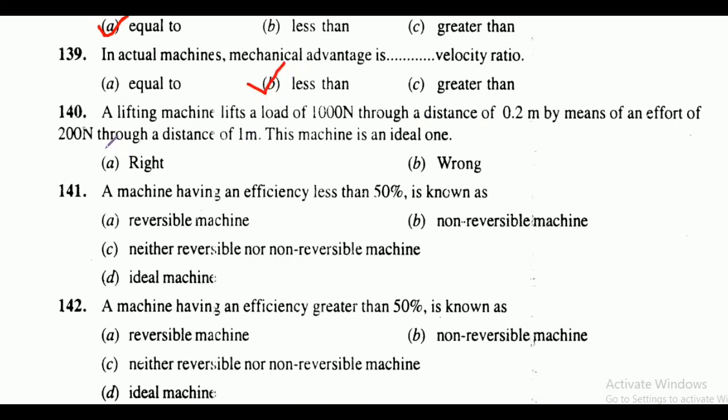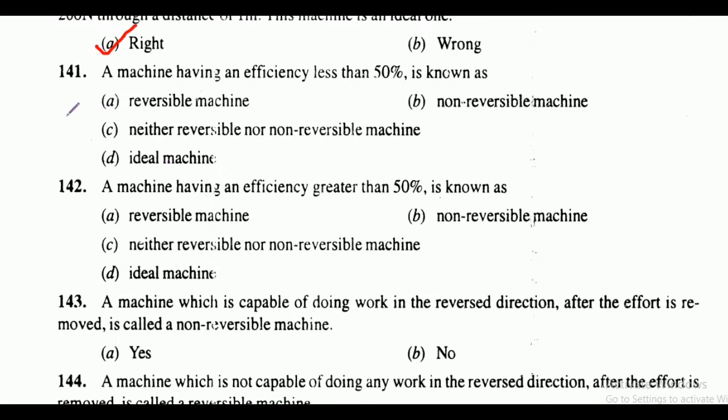Next is, a lifting machine lifts a load of 1000 Newton through a distance of 0.2 meter by means of an effort of 200 Newton through a distance of 1 meter. This machine is an ideal one. Is it right or wrong? So here option A is the correct answer. It is right.